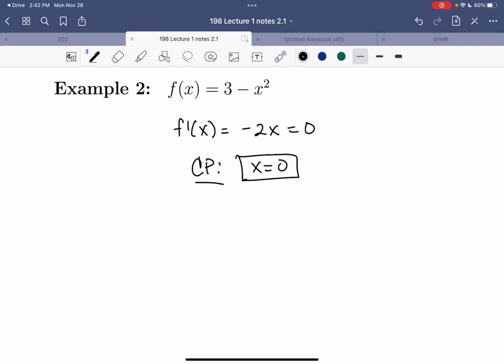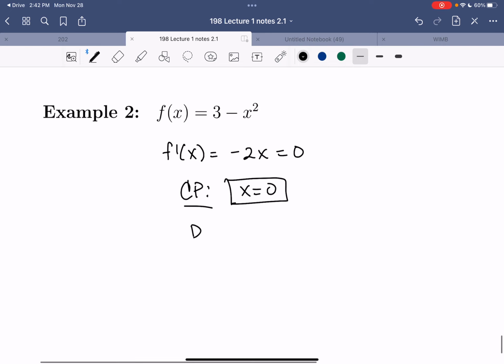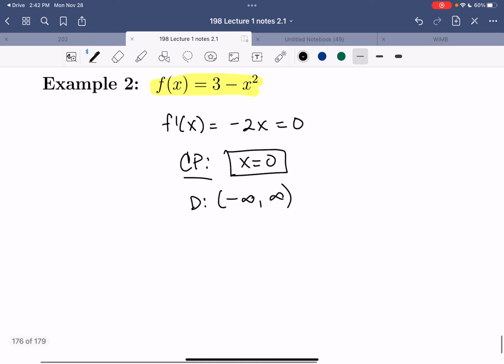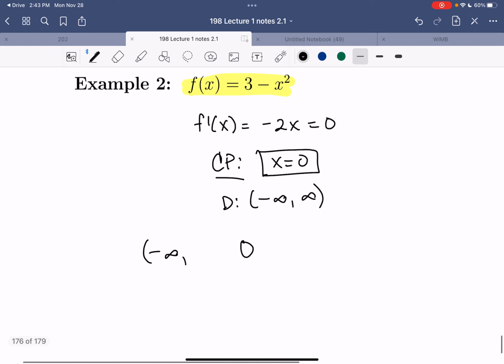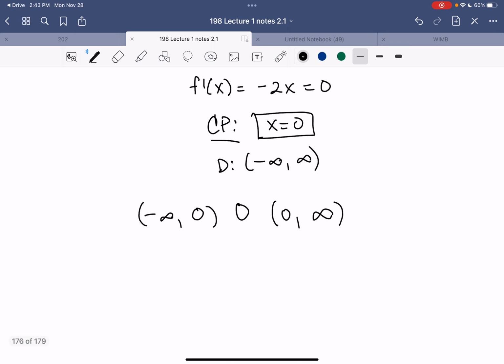Now I want to test that using the first derivative test. The next step after my critical point is to identify the domain. This is a polynomial function, and so its domain is all real numbers. So we're going from -infinity to infinity. And then the next step is to break that up at my critical points. If I think about the number line from -infinity to infinity, and I think about breaking it at 0, I'm going to put 0 in the middle, and I'm going to break my interval there. So I'm going to go from -infinity to 0, stop there, jump over 0, and then go from 0 all the way to infinity. Okay, so that's how I'm creating my intervals.